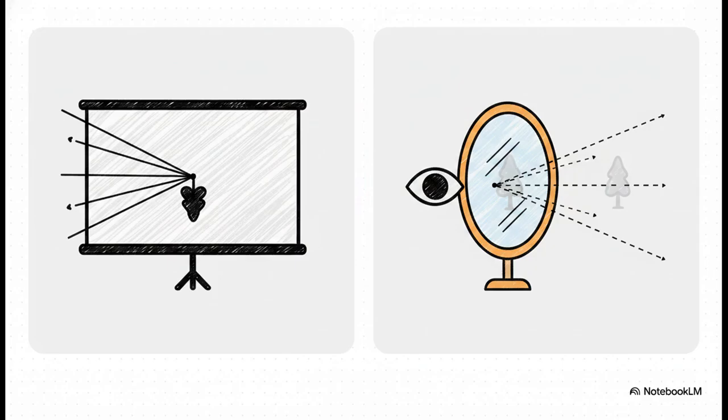Virtual images, on the other hand, are essentially optical illusions. They form when rays diverge, and our brain extends those diverging rays backwards to a point where they never actually met. You cannot project a virtual image on a screen, but you can see it by looking into the lens. Think about your reflection in a mirror. That's a classic virtual image.